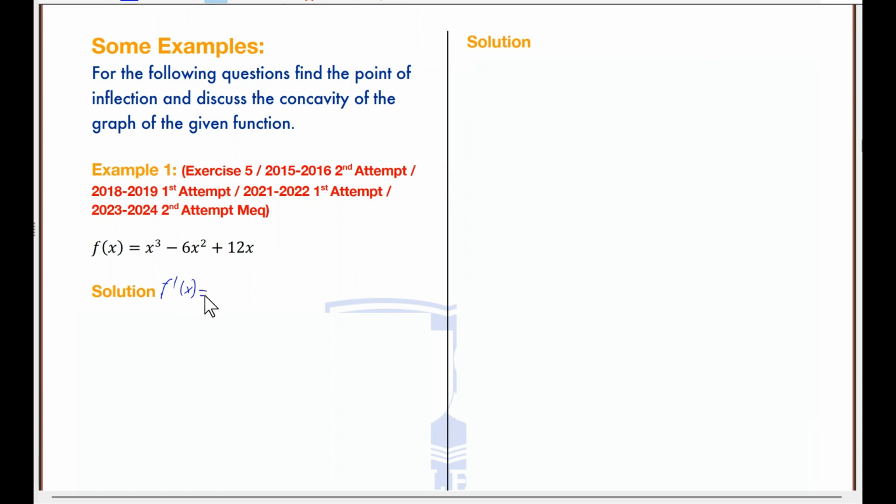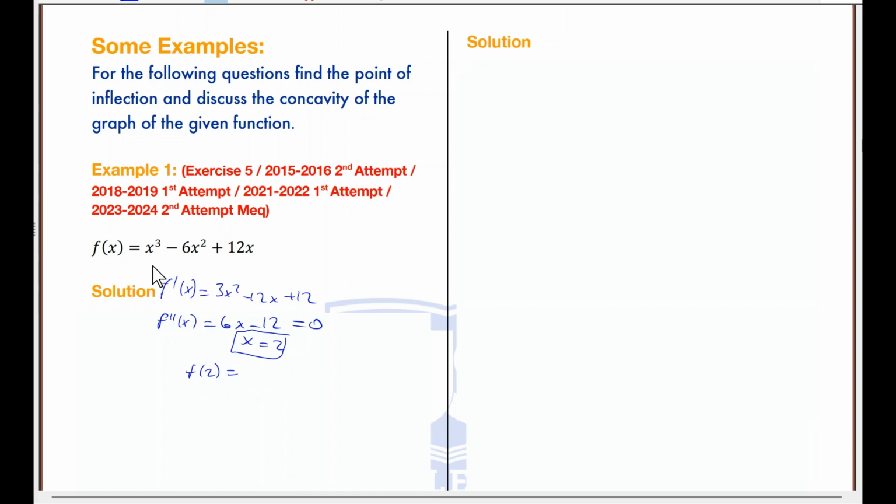First derivative, 3x squared minus 12x plus 12. Second derivative, 6x minus 12, which is equal to 0. So x will be 2. So is this our point of inflection? So let's put this back in the original function and see if it is defined.